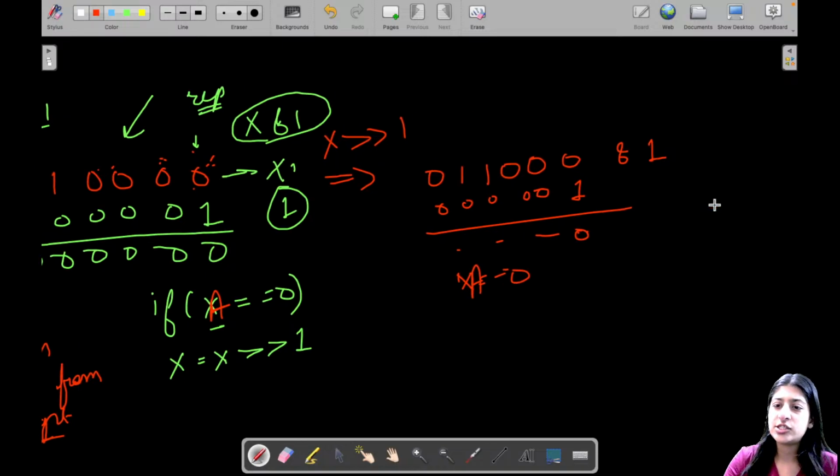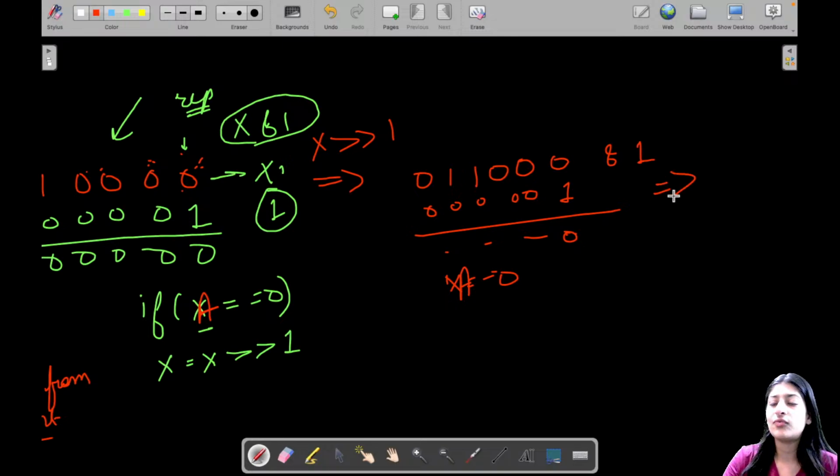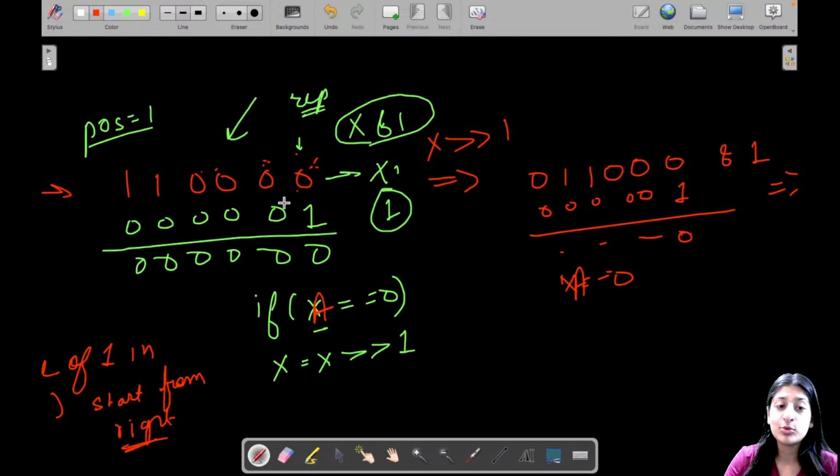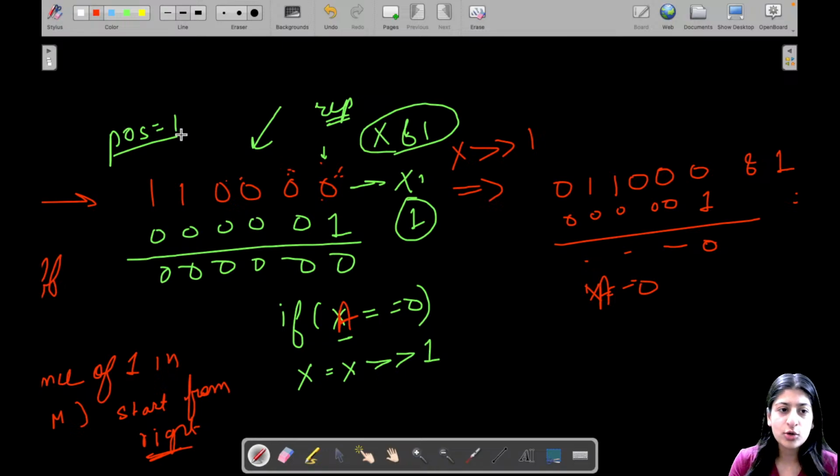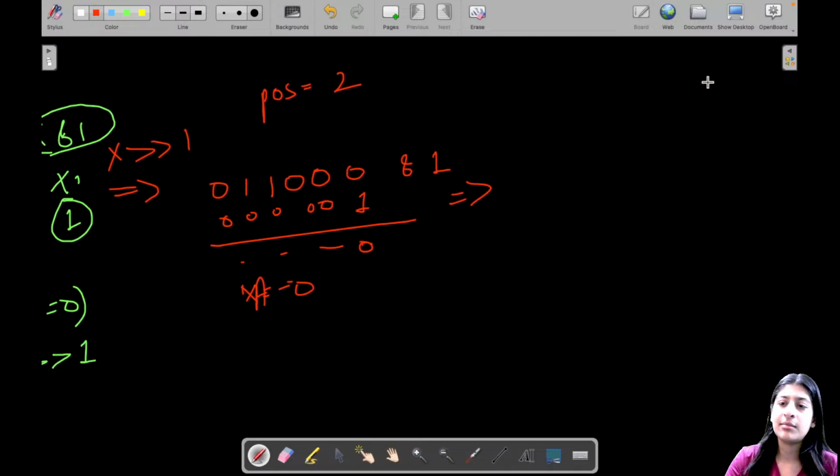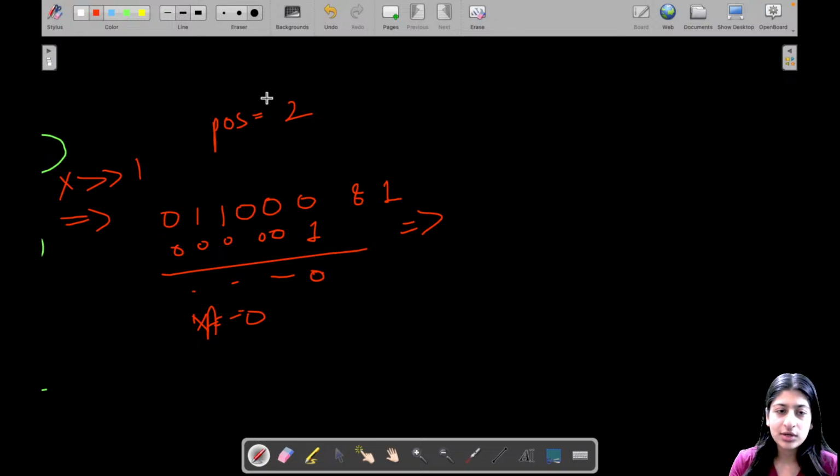So do the right shift one more time. Until you find a 1, keep doing right shift and your position will also be incremented. So here your position was 1. When you found a to be 0, again you made a right shift on x, so position incremented by 1 again. So position became 2 this time. Now again do a right shift on x. So x is going to look like what? This was your x. This bit will be removed and every bit will be shifted to the right by 1 position.